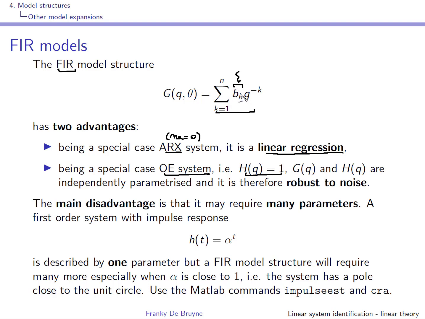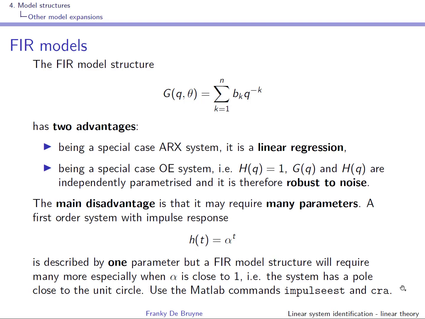the impulse response. So assume that we have a first order type system, then the impulse response is alpha to the power t. So this is something that is going down, at least if alpha in modulus is smaller than 1, but if it is close to 1, this will go down very slowly. We have here an impulse response that can be parameterized using just one parameter, but if you use the FIR model structure, it will use many parameters.